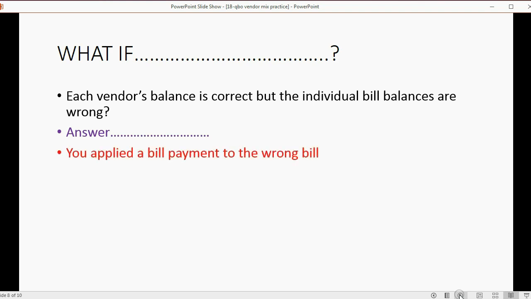It means you applied a bill payment to the wrong bill. You got the right vendor and you got the right money amount. That's why the vendor's balance is correct, but you applied it to the wrong bill.